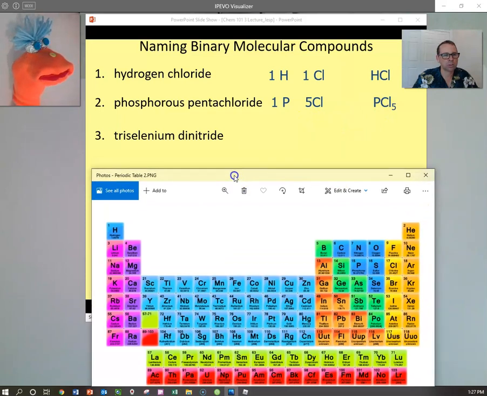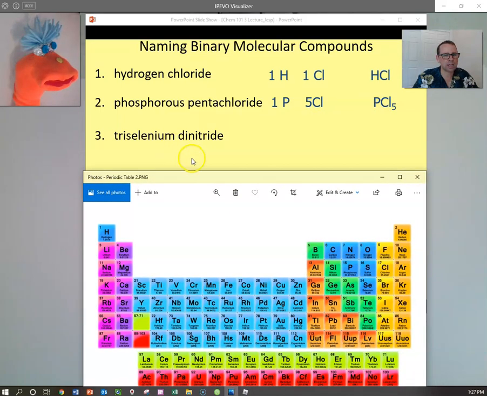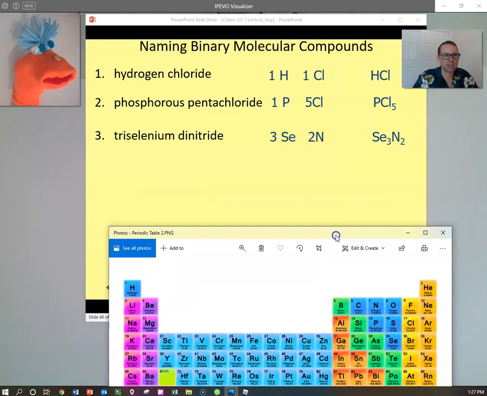All right, what about this one? Triselenium dinitride. Here's selenium, Se, number 34. Here's nitrogen, number 7. Se3N2. Very good, Se3N2. Triselenium dinitride.